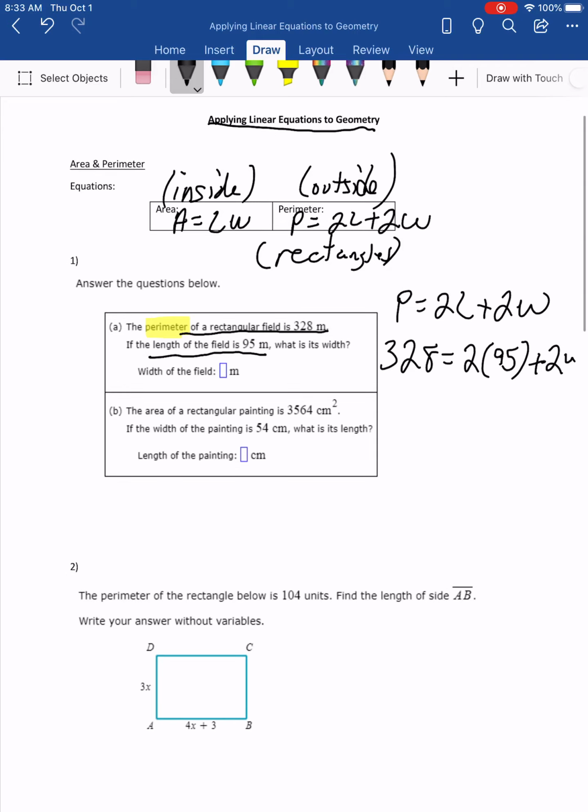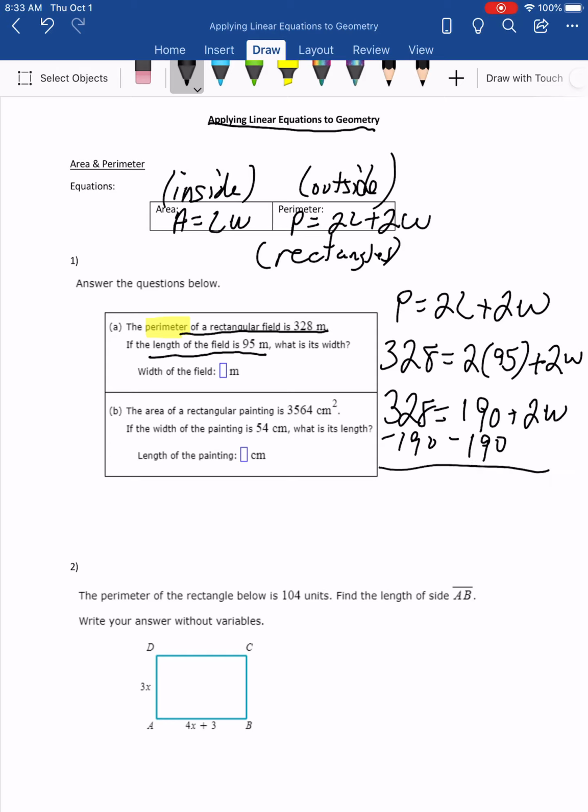All right, let's do that. So 328 equals 95 times 2 is 190 plus 2W. We'll isolate W by subtracting 190 from both sides. 138 equals 2W. Dividing each side by 2. The width is 69 and our units are meters.